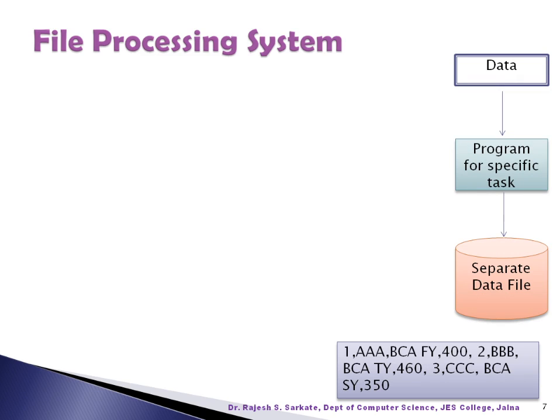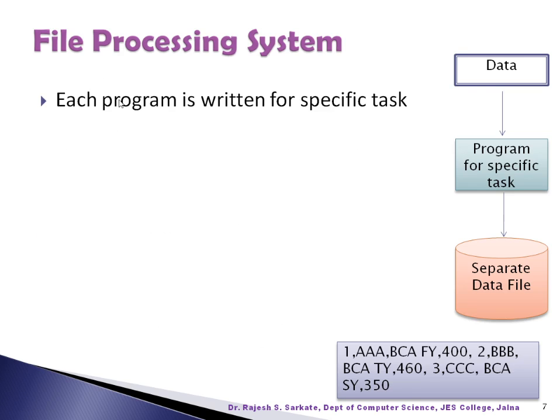So this diagram shows the file processing system. A program is written for a specific task. It accepts the data and stores that data in a separate file which is designed only for this program. Now, what are the issues? Each program is written for a specific task. So if you want to perform some different task, this program does not support it. For example, if this program is only used to store the data in the file, then it cannot work differently.